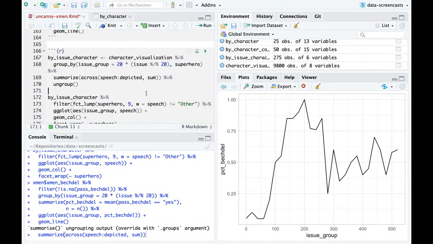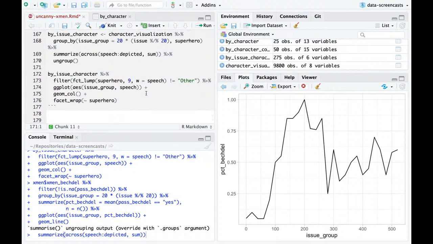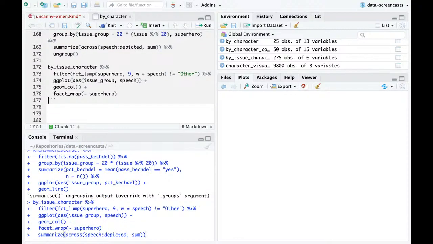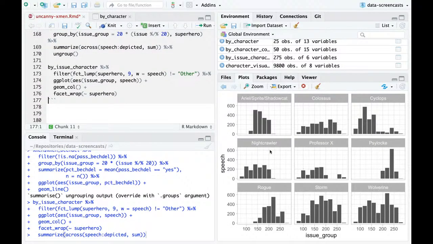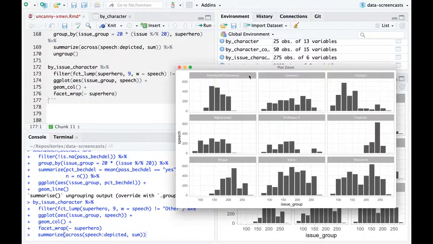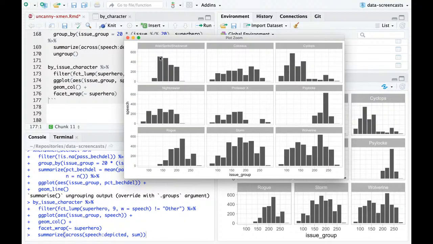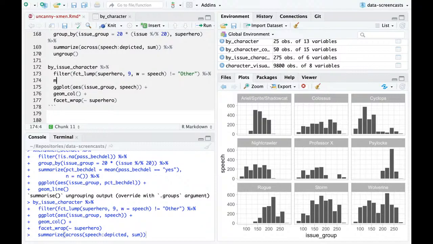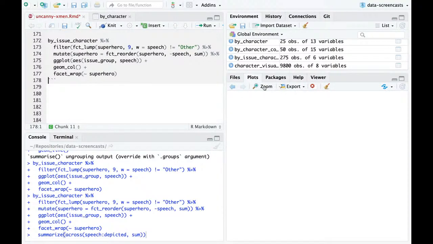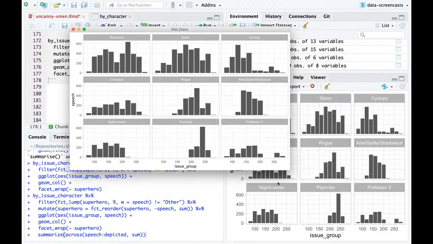The context for that is to notice that some characters only started having dialogue at certain points. Kitty Pryde joins the cast around that point, and then becomes really one of the characters who speaks the most overall. I can actually quickly say mutate, superhero is FCP reorder superhero by speech sum, negative speech to make it in descending order, to say here are the more and less major characters.